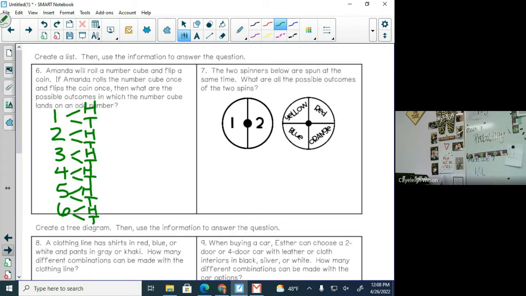Now, those are all the possible outcomes, but they put something specific in here. Does anybody know what the specific of the question was? Amanda? Lands on an odd number. So which one of these numbers on the number cube is odd? 1, 3, and 5. So I really only need 1, 3, and 5 up here. Because they wanted an odd number. So 1, 3, and 5.